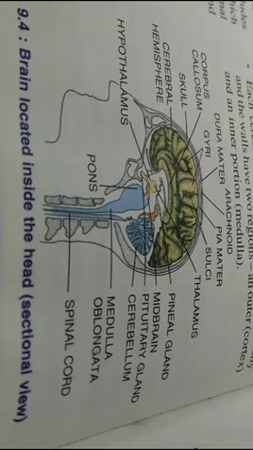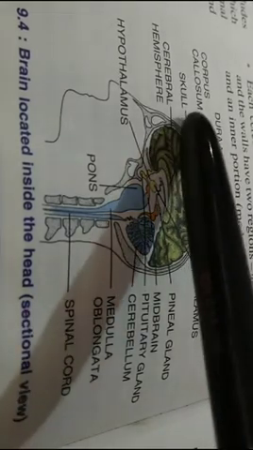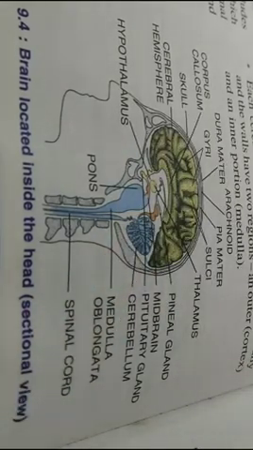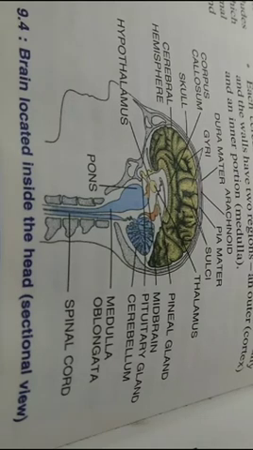Now, corpus callosum. The word corpus callosum means hard body. So what is corpus callosum? It is a sheet of fibers connecting the two cerebral hemispheres, so the right and left hemispheres are joined together by it. Its function is to transfer information from one hemisphere to the other.